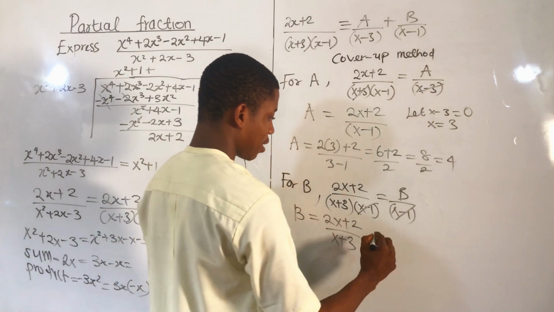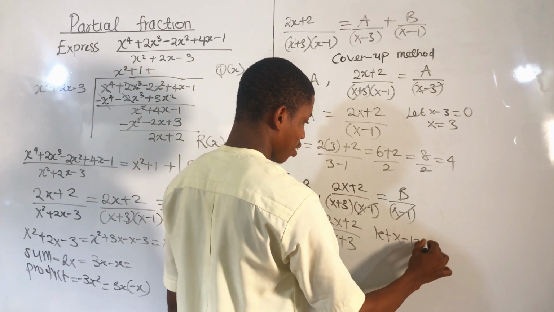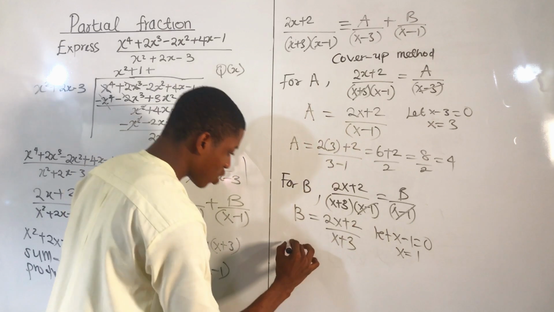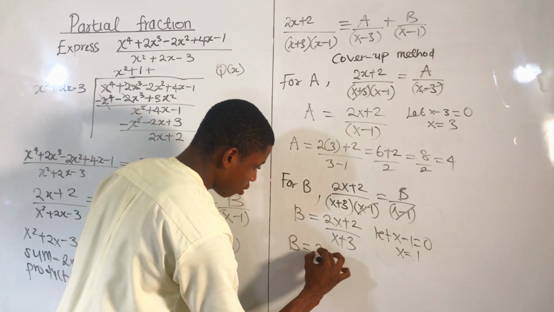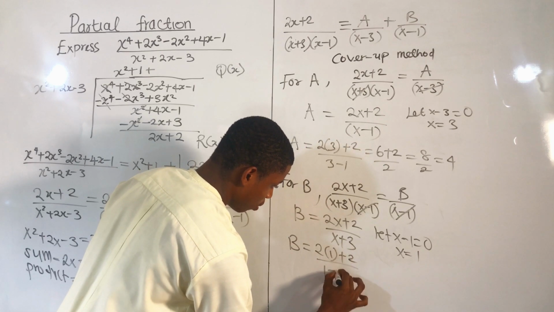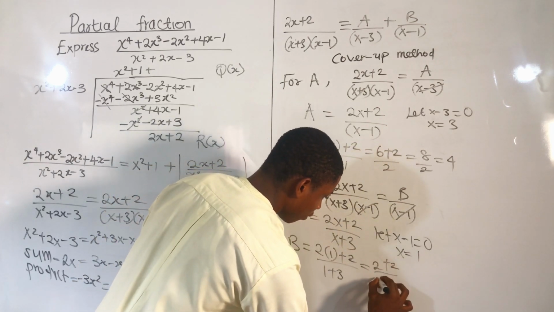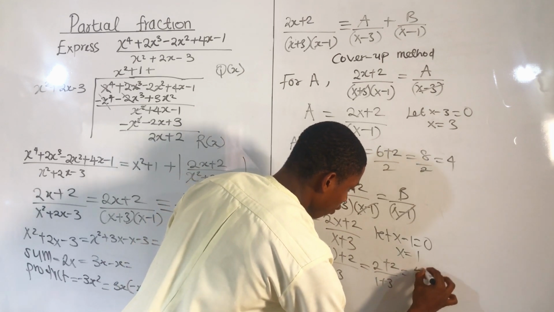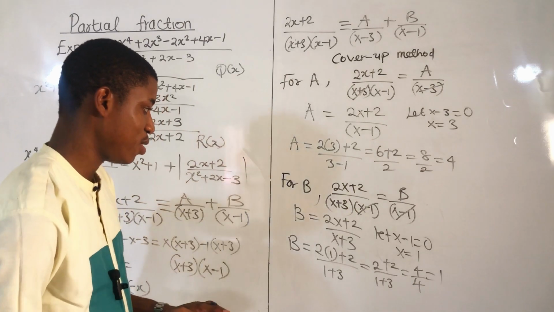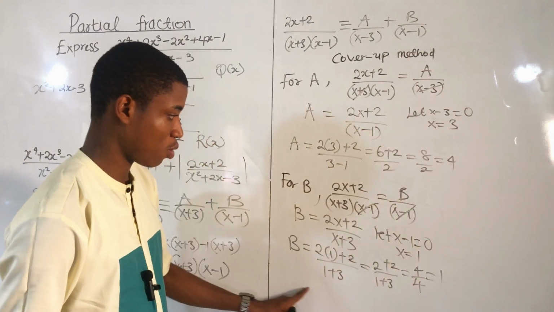So you must say let x negative 1 be equals to 0 and x equals to 1. So you put the assumption, substitute your value, you have that B is equals to 2 into 1 plus 2 over 1 plus 3. So you have 2 plus 2 and you have 1 plus 3, which is 4 over 4. B is equals to 1. So we have the value of B and we have the value of A. A is equals to 4 and B is equals to 1.